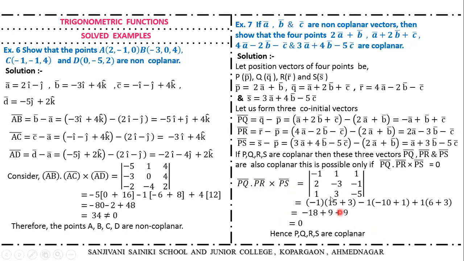So this is all about the solved examples on the scalar triple product of vectors and the vector triple product of vectors.